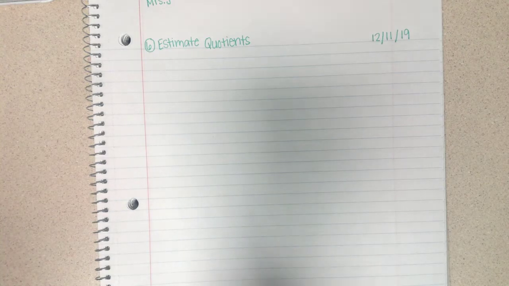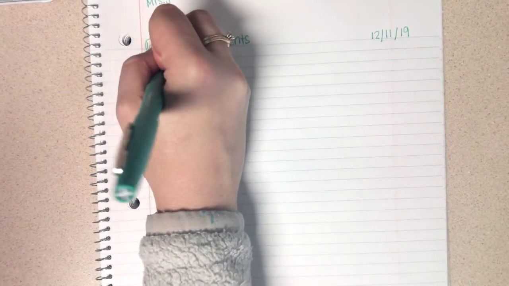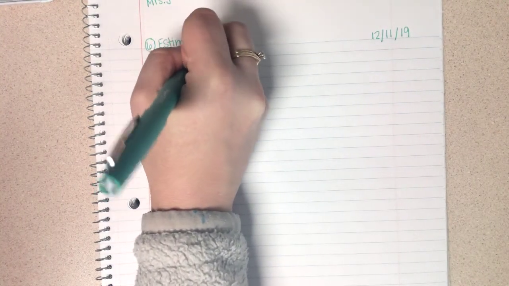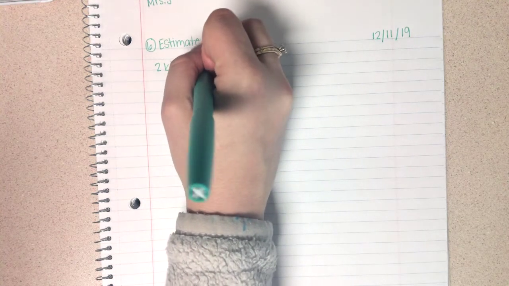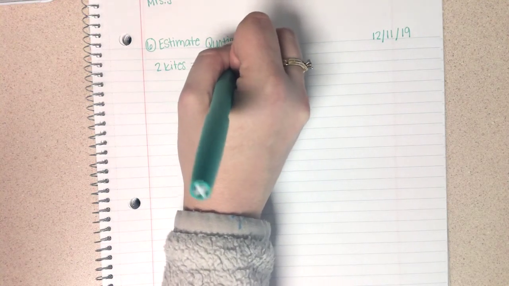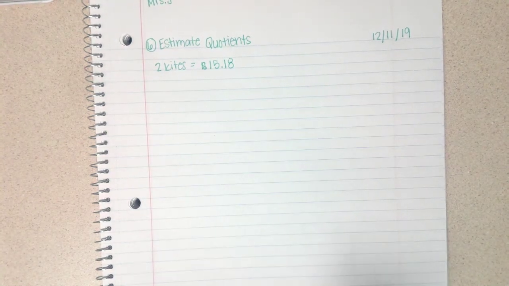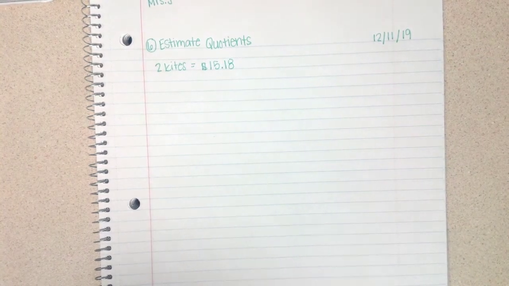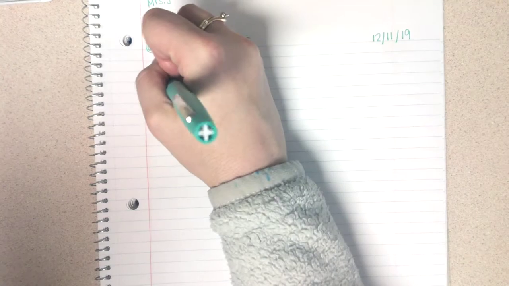All right, so she bought 2 kites, and her total was $15.18. Okay, so we already know the total. Normally, if we were doing multiplication, we would be trying to find the total. But today, since we're doing quotients and we're doing division, we are not trying to find the total. We already know what it is. So I'm going to just estimate one of the numbers instead of both, because I think 2 is a pretty easy one to come by. So I'm going to keep that as a 2.